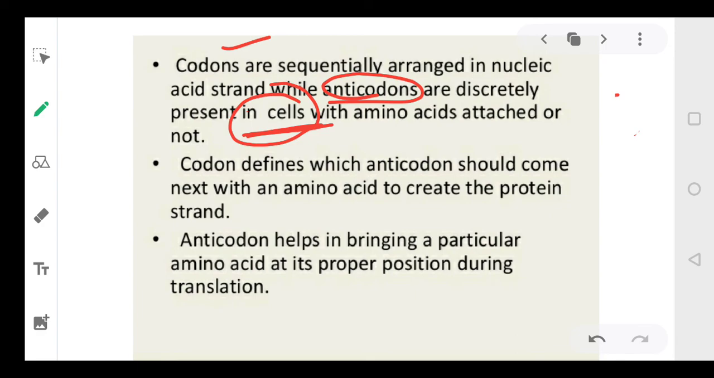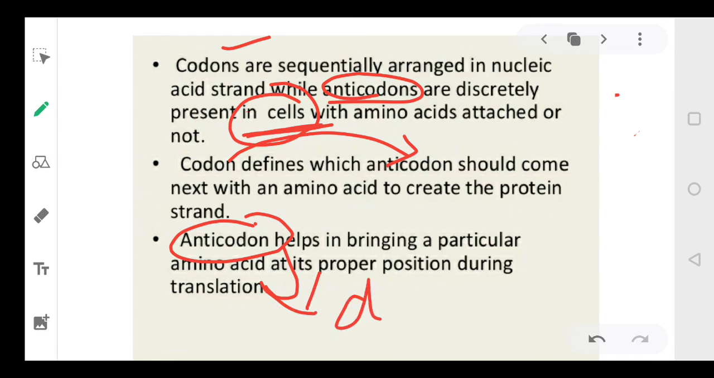Codon will define the anticodon. Codon के opposite anticodon बनाया जाता है. Clear है? Anticodon will bring about the synthesis of amino acid. So anticodon जो है वो information को read करता है जो mRNA के पास होती है, and then only a particular amino acid will be made. Okay dear students? I hope the concept is clear.